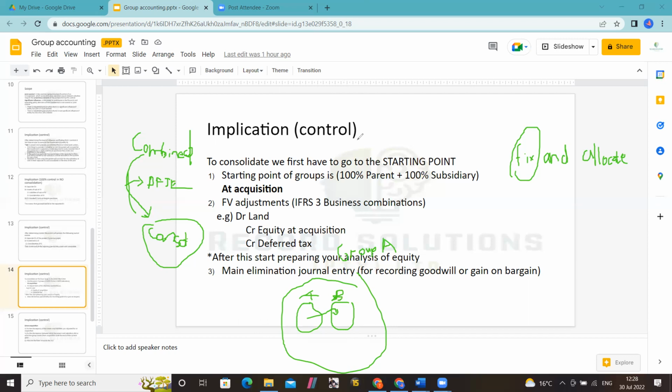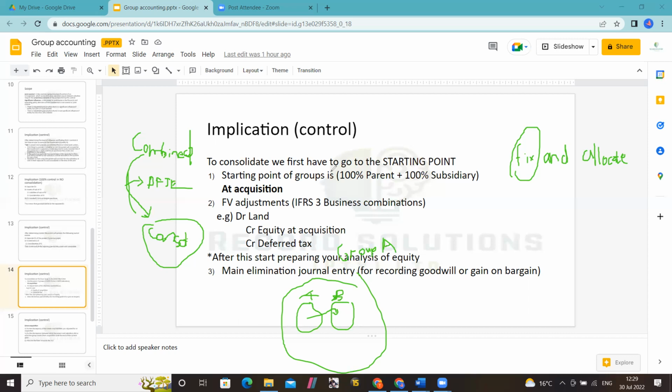Do you see that nothing happened from a group level? Because these two entities, it's actually one entity, right? So nothing happened. What I mean by combine is the starting point. When you consolidate, we consolidate every time at the end of the reporting period, right?